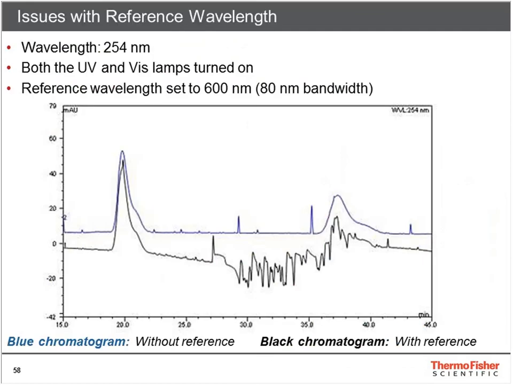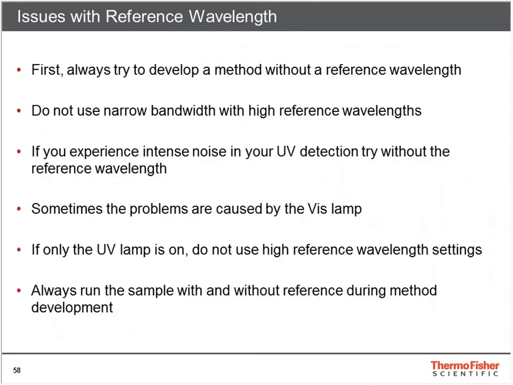This is what can happen when you use a reference wavelength with the diode array detector. You can get random noise, spikes, drifting baseline, or several other unwanted surprises like negative peaks. With this, I have some suggestions.